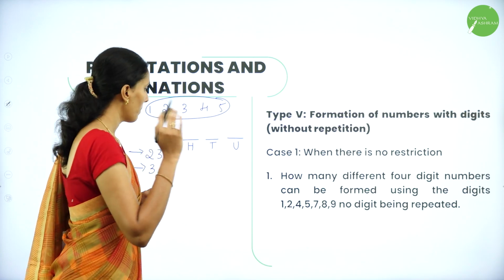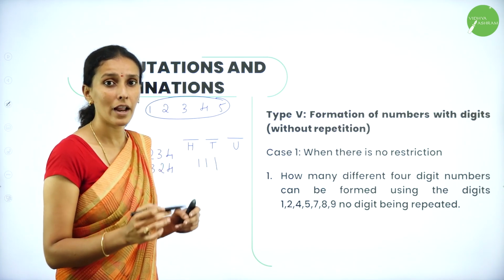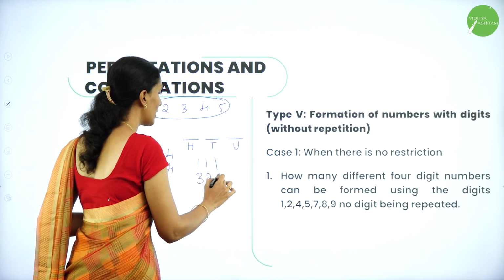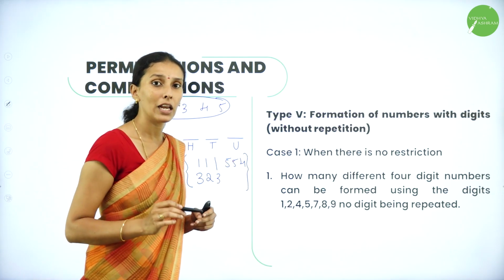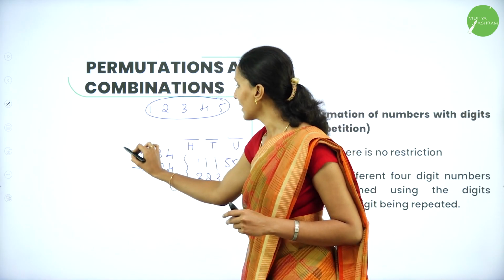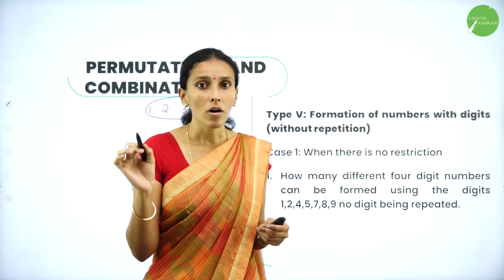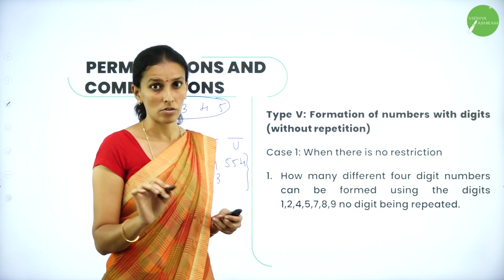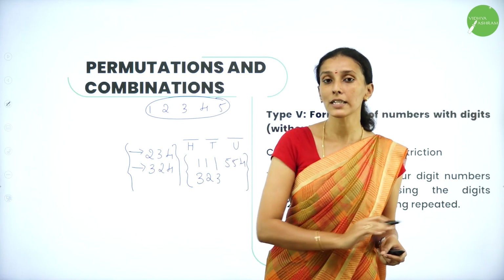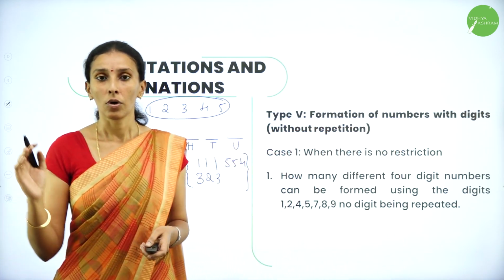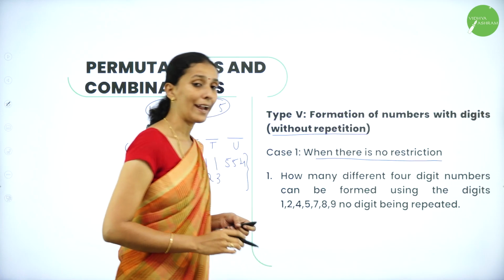Also, we should be very careful that if digits can be repeated, other digits can have the same place value, that is 1, 1, 1. For example, we can have 323, we can have 554. So we come across these types of numbers where digits are repeated, and also numbers where digits are not repeated. But you must be very sure that when the order of the number changes, the number also changes. So in the formation of numbers also, we come across permutations with repetition and permutations without repetition. First, we will choose the case without repetition and with no restriction.